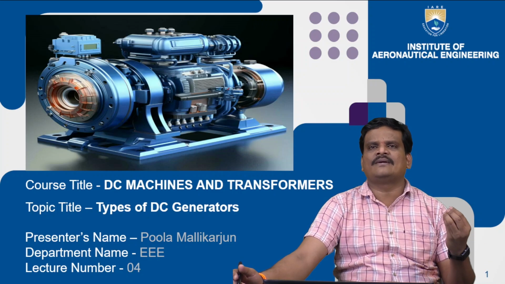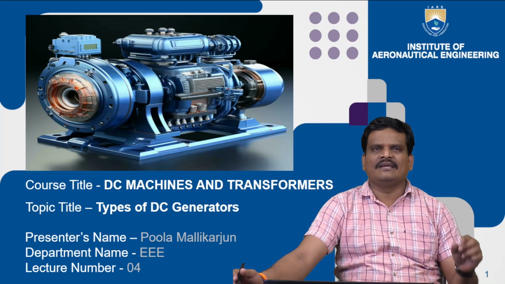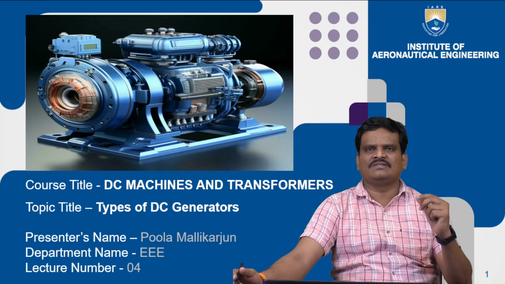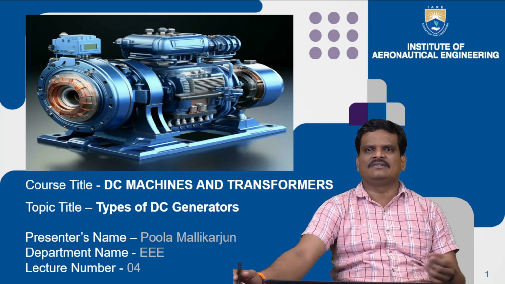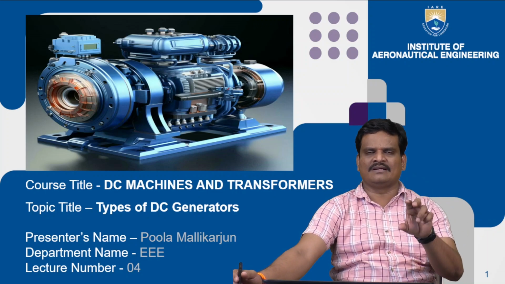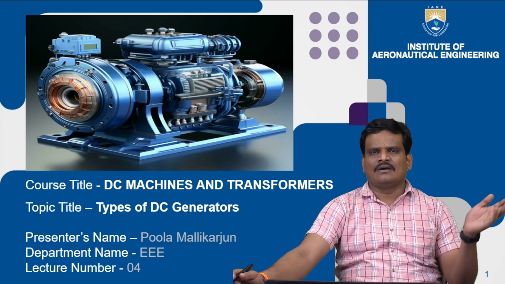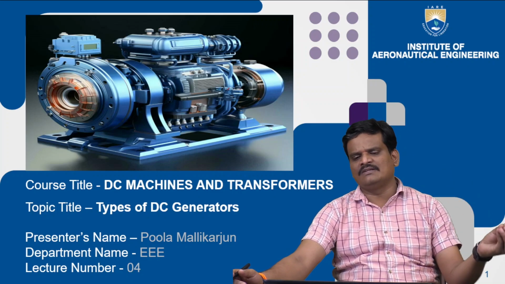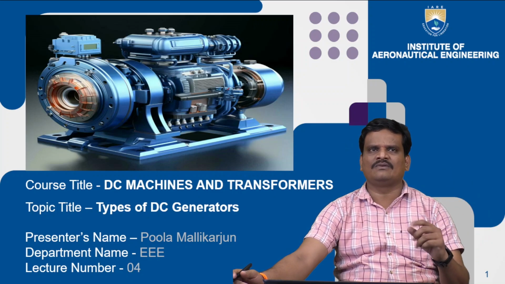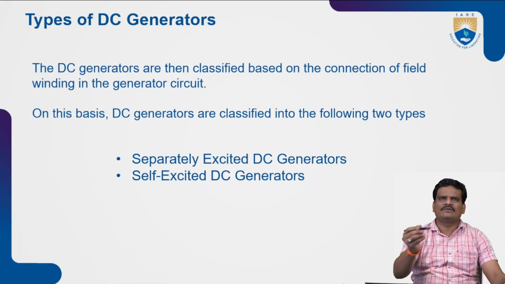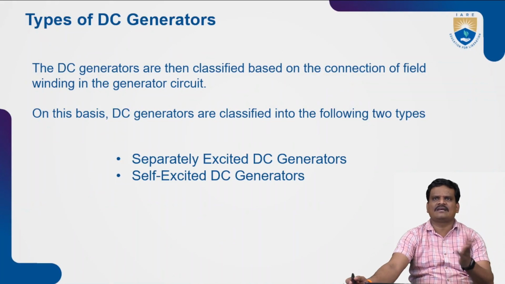What are the different types of DC generators we have, and what is the representation of each DC generator? If it is a series generator, how it will be designed, what is the field winding, what is the armature. We will discuss all those parameters with respect to the different types of DC generators given here. These types of DC generators are classified depending upon the field winding. I believe the field winding is the main parameter which will play a major role.